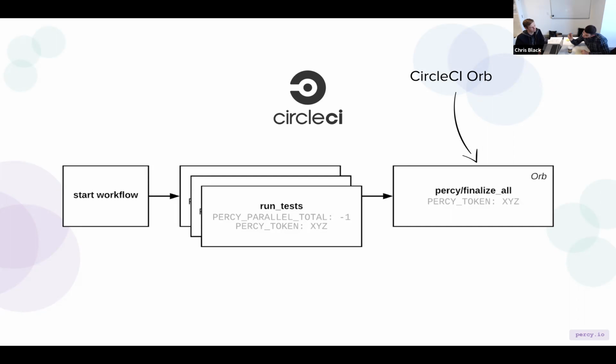Quick question, the only parameter we're passing to the Percy orb is the Percy token. That's right, yep. Awesome. It also has a default value of the environment variable called Percy token as well. So in many cases, you probably won't even need to use the parameter for it. But we can. That's a good segue into what's coming up.